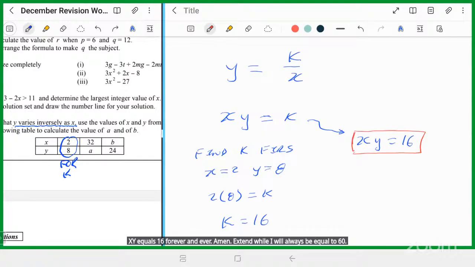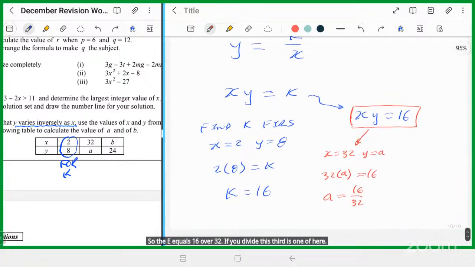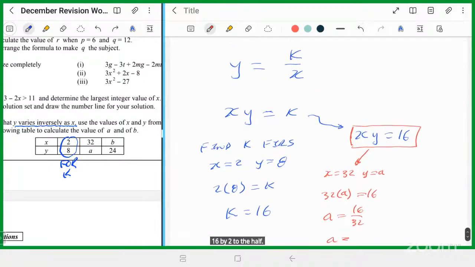That governs everything now. For the first pair of values, where they want the a, you know that x equals 32 when y equals a. The product of them must be 16. Can you plug them into this equation? So 32 times a must equal 16. So a equals 16 over 32. If we divide, 16 over 32 is a half. So a equals half, or 0.5.